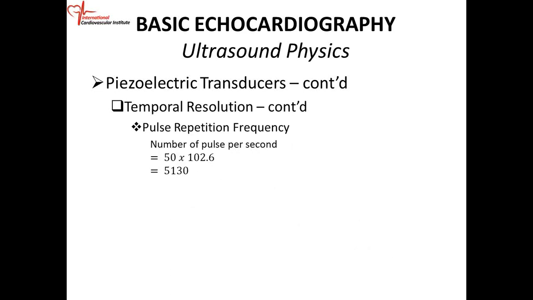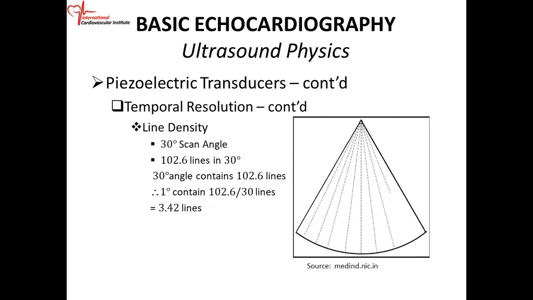So this is our frame, one frame. This is one frame, and the frame is made up of scan lines, okay? And we just look at, if the frame rate is 50 frames per second and the scanning depth is 15 centimeters, we work out the time it's going to take for each scan line, and then we also work out the number of scan lines per frame.